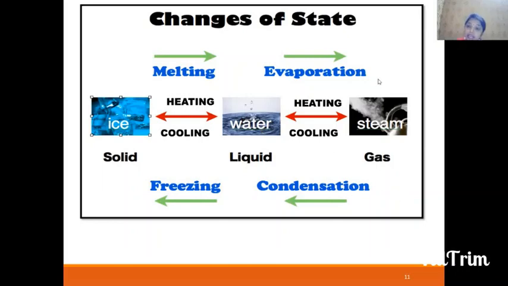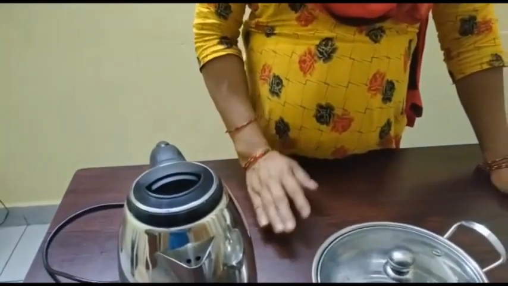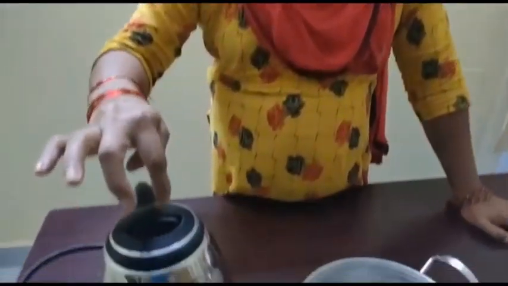Children, now I am going to show you live how the processes of evaporation and condensation happen. Let us see the live example. What is evaporation, children? Changing liquid into gas. When we boil the water, what happens? The water changes into steam. That is called evaporation. Evaporation is nothing but changing water into water vapor or steam, where the liquid is changing into gas.